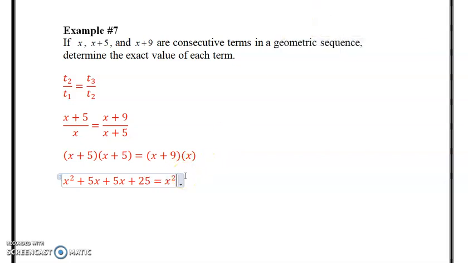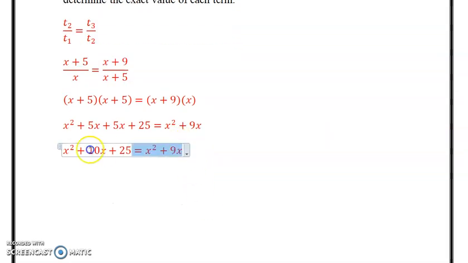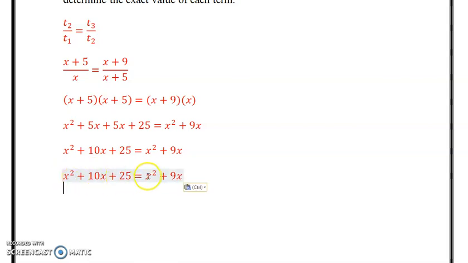And 9 times x is 9x. Now we're going to solve by taking everything to one side of the equation. All right, so we'll simplify this. Then we're going to add these two together. The 5x's become 10x. All right, and then we do the same thing. And then we subtract the x squared from both sides, so they'll be eliminated. That's good, so we don't have the quadratic to deal with. We'll take the 9x and subtract that from both sides. So 10x subtract 9x would obviously be 1x or just x.